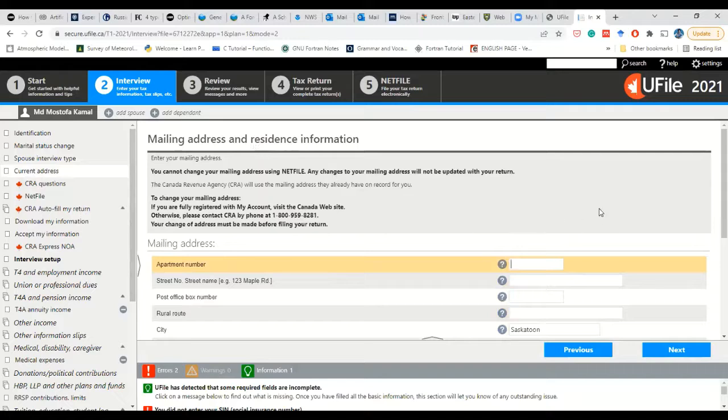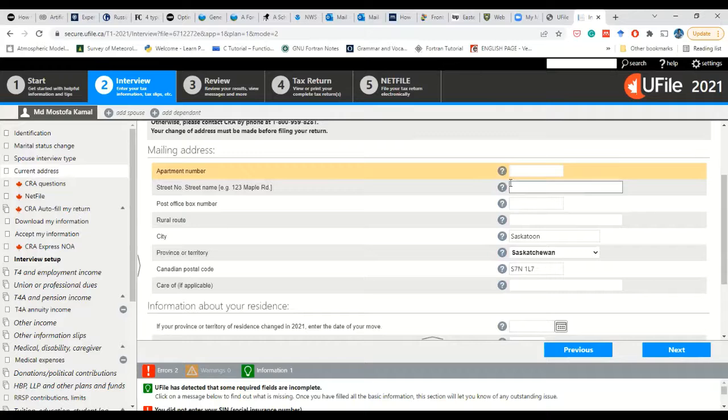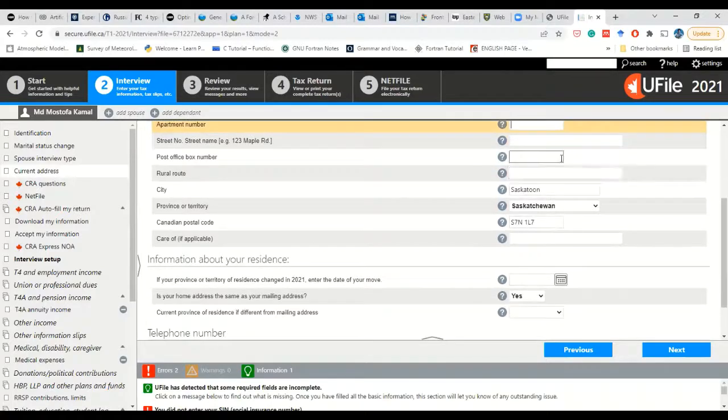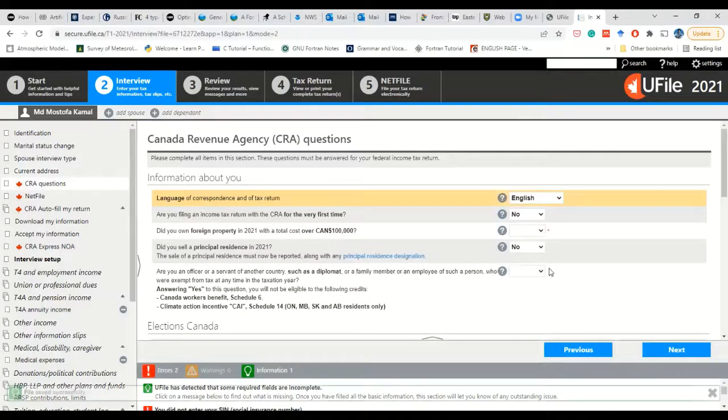So here now the question is the mailing address. As I said, in the first form you just provide your personal information, your marital status information, and now you will be providing your address. Your apartment number, it is mailing address. Very simple. I do not want to go into more detail here. And if your mailing information is different than your residence information, then you just need to fill all those information, and your phone number, work and home. So next.